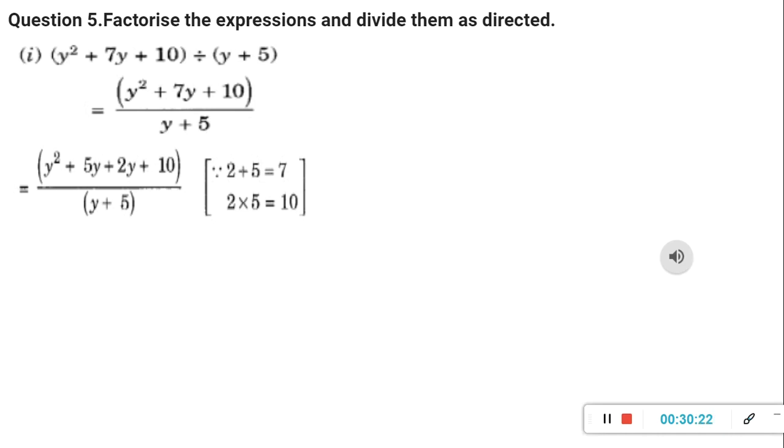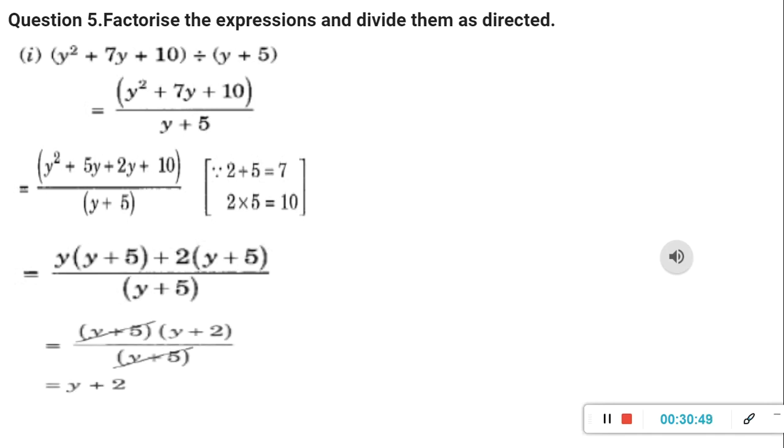So we can write it like this: y square plus 5y plus 2y plus 10 divided by y plus 5. Here a is 5 and b is 2. Regrouping, we get y into y plus 5 by taking y common from y square plus 5y, and from 2y plus 10 we take 2 as common, remaining y plus 5. So we got the factors y plus 5 into y plus 2 divided by y plus 5. Now you can see that the factor y plus 5 is there in numerator and denominator both, so it can be cancelled. What is remaining? y plus 2. That is our answer.